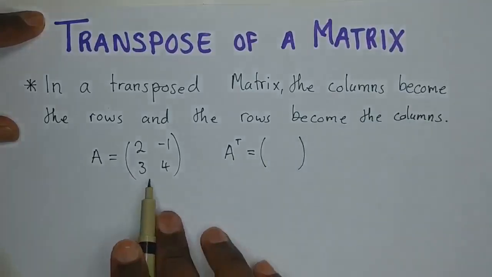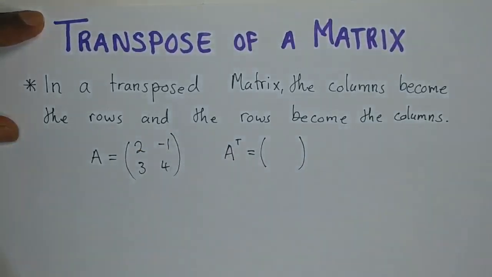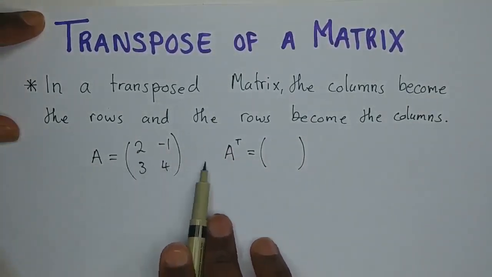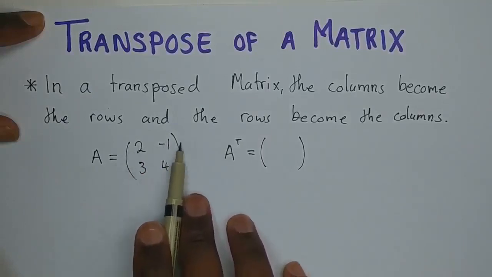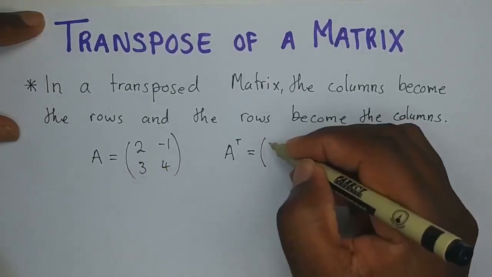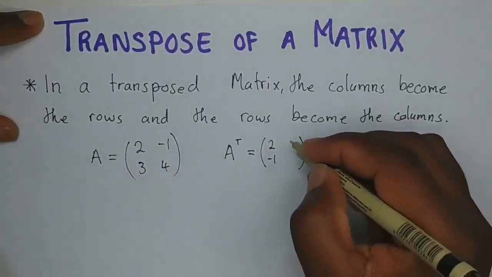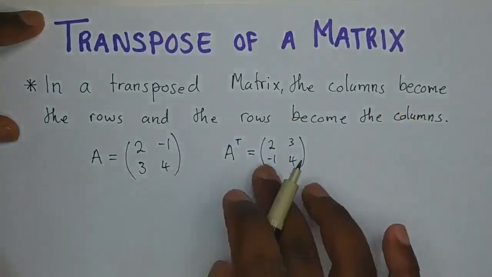So if this is a 2 by 2, it will be difficult to see it on this one, but I'll show you in the next one. So what are the rows? The rows are these horizontal lines that we have, or the numbers in the horizontal line. So that is 2 and negative 1, the first row. The second row is 3 and 4. So this row, 2 and negative 1, becomes a column here. This row, 3 and 4, becomes a column here. This means we have transposed. So this is A transpose.